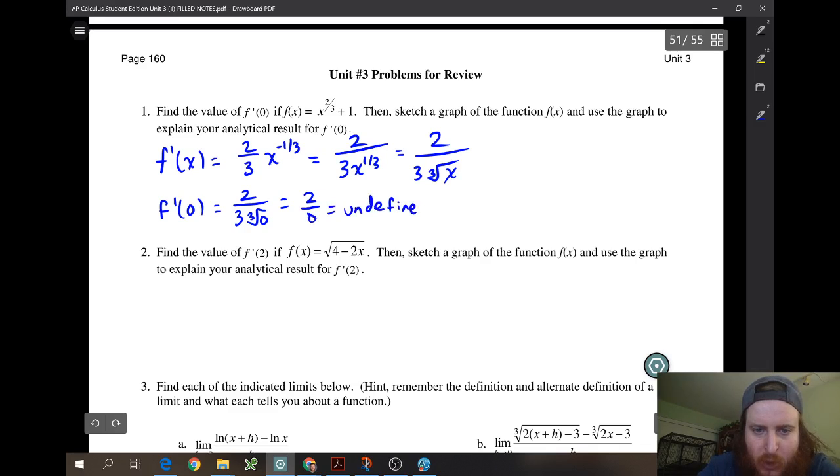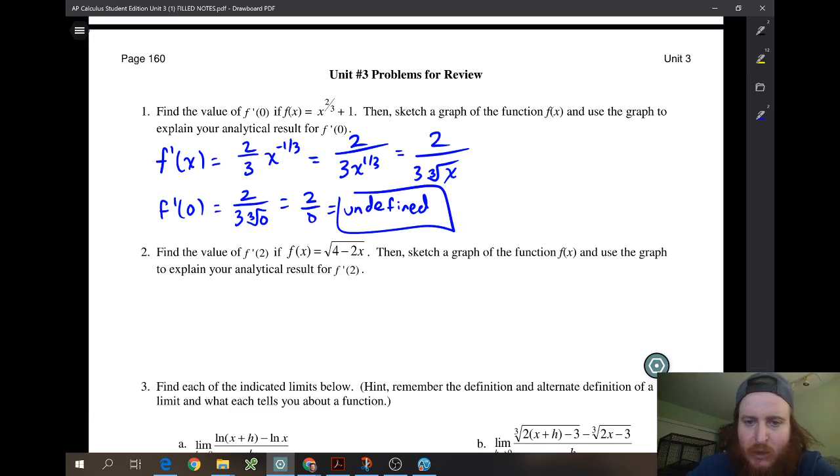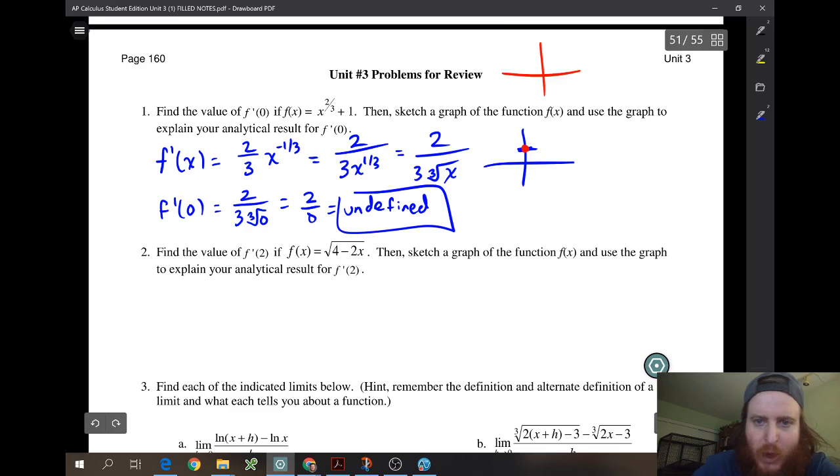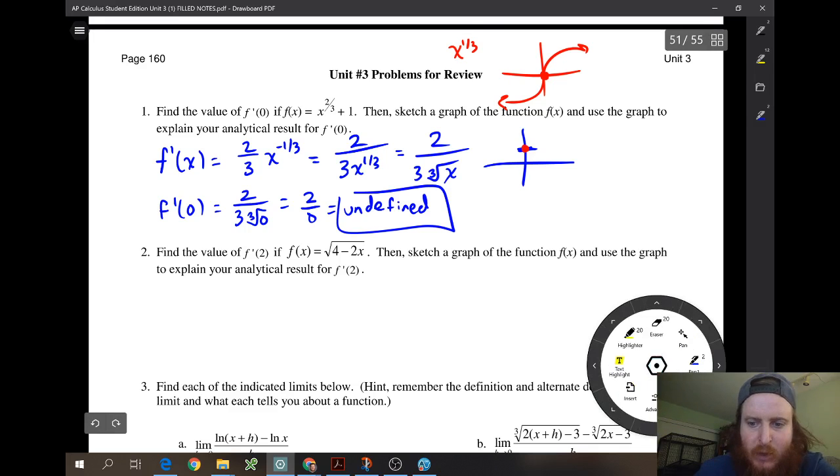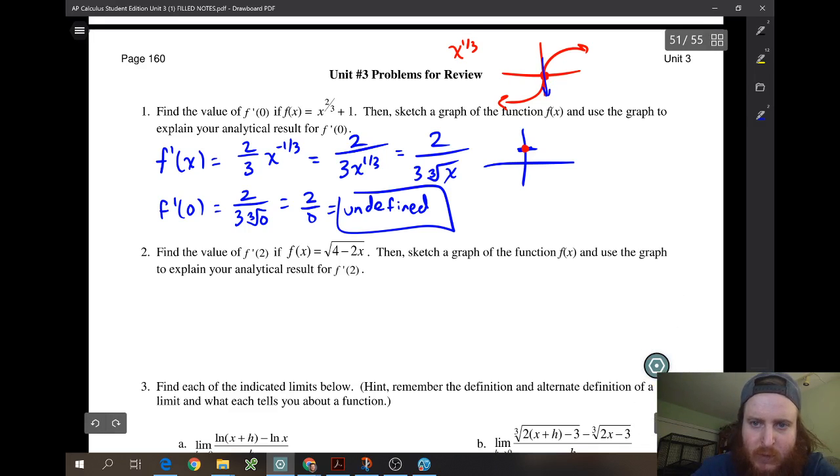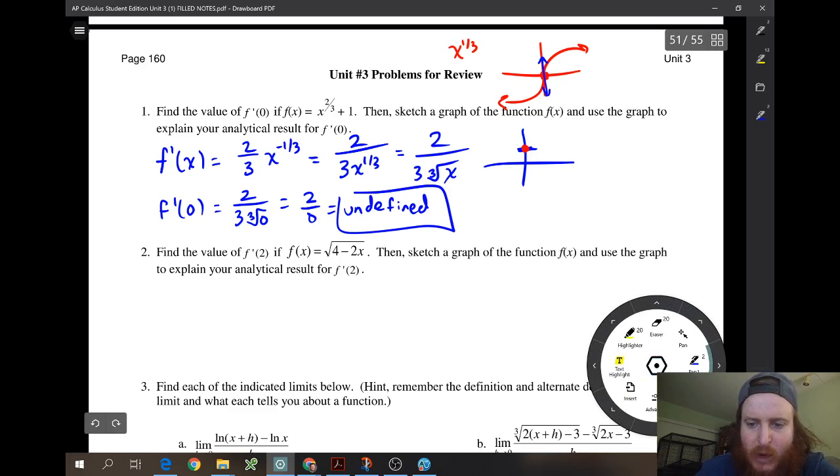So we want to make sure that we're boxing what we need to box. Find the value. That's our value. It's undefined. Then sketch a graph. This is a graph that we should have memorized. The y value is 1. And if you don't have this memorized, it's really easy to memorize. Just remember the 1/3 power graph is basically a square root and a flipped square root, and it has what we called a vertical tangent right there. So that's our 1/3 power graph.